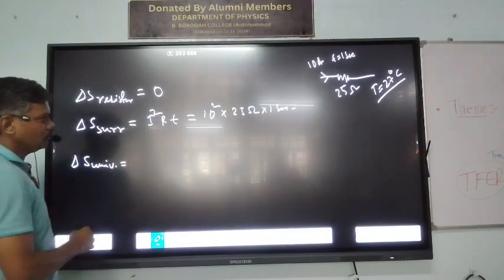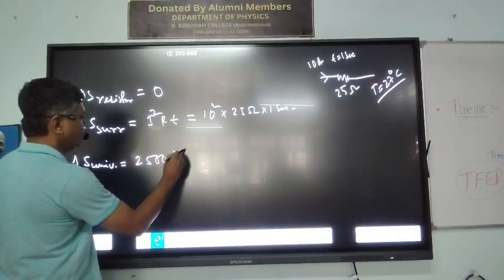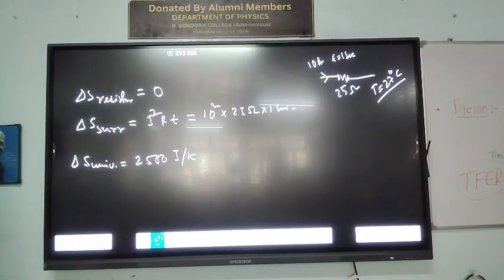So ultimately, it will be 2500 joule per Kelvin. The change in entropy of the universe will be 2500 joule per Kelvin. So this is the change in entropy of the universe.